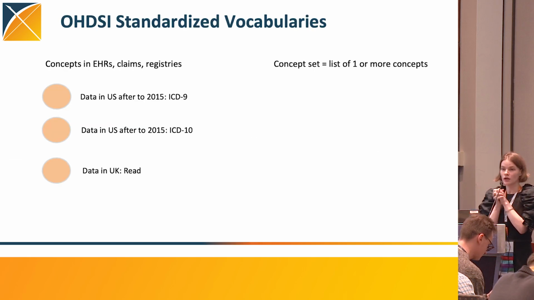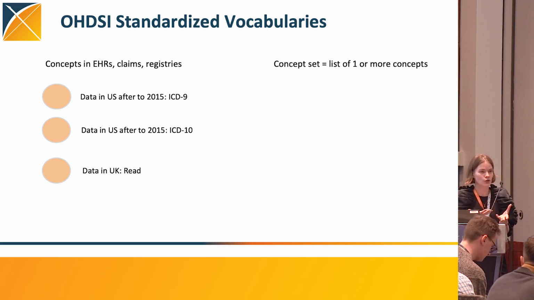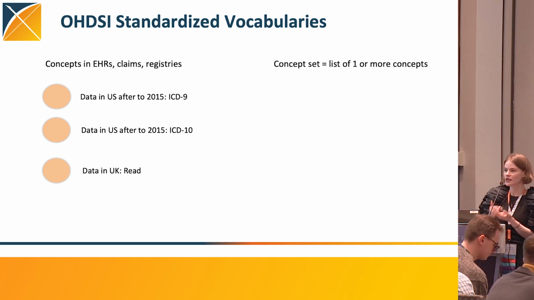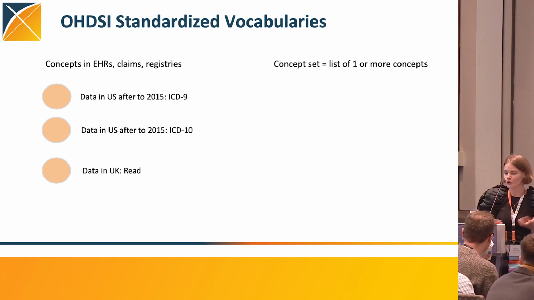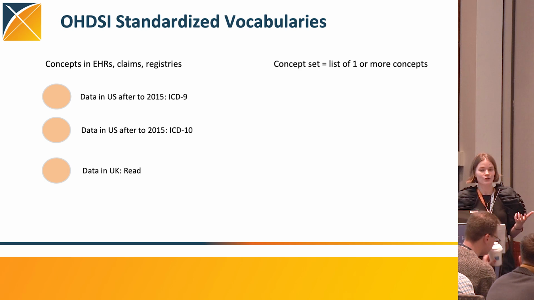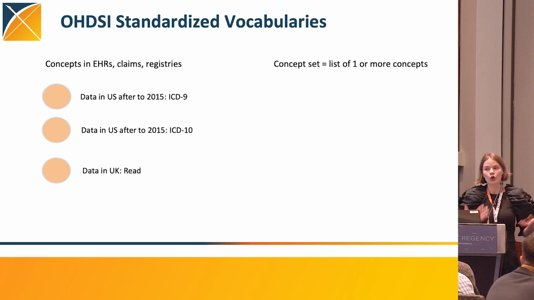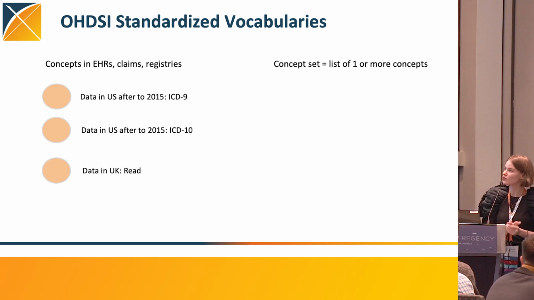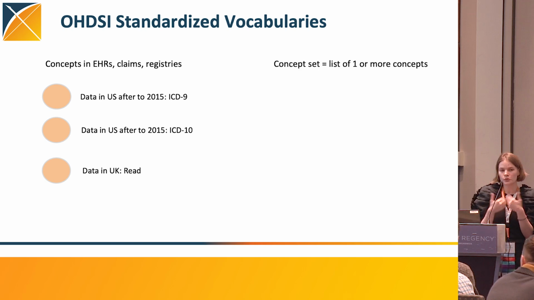And when we talk about concept sets, what we really mean is the list of one or more concepts. And these concepts are the codes that are used in electronic health records, claims, registries. And this is where doctors or medical coders go through the data, look at the patient charts, for example, identify what patients have, and assign codes to them for their procedures or diagnoses. And these codes are coming from structured terminologies, and the terminologies are different depending on what you're looking at.